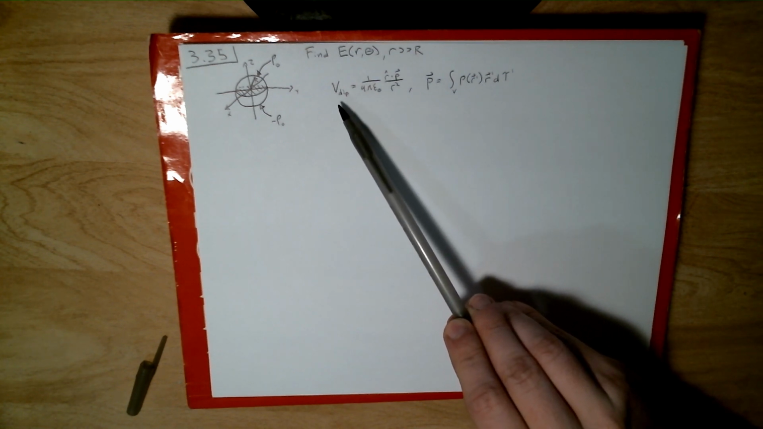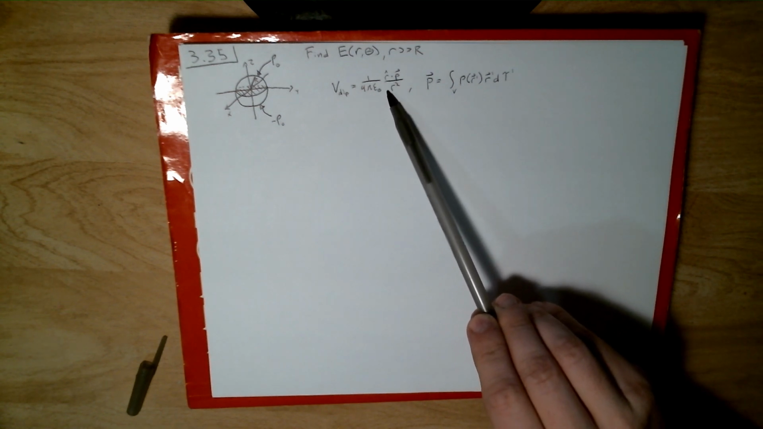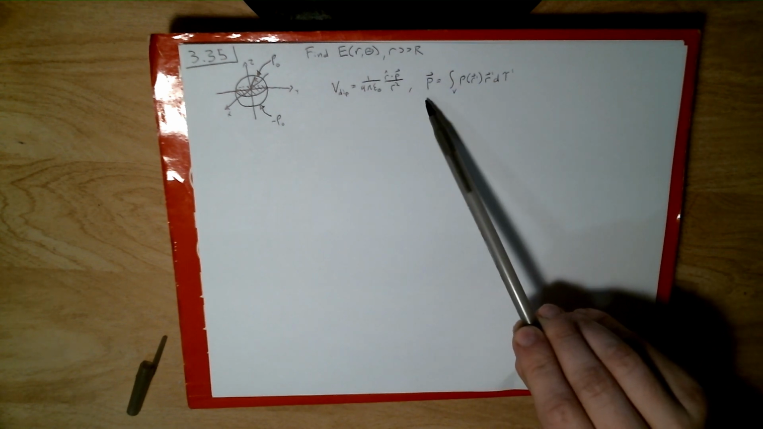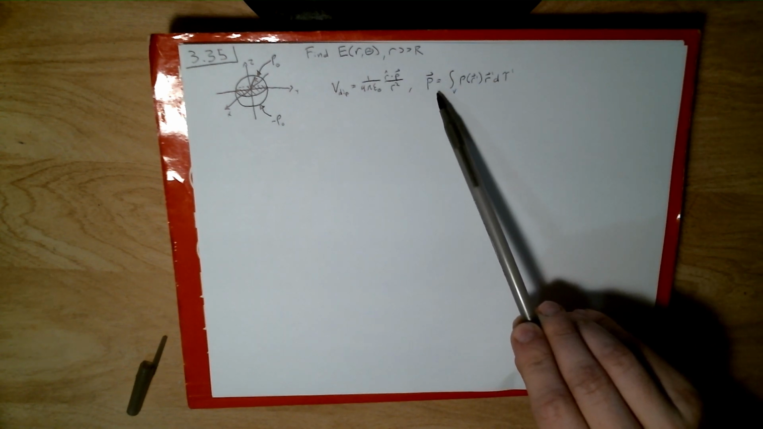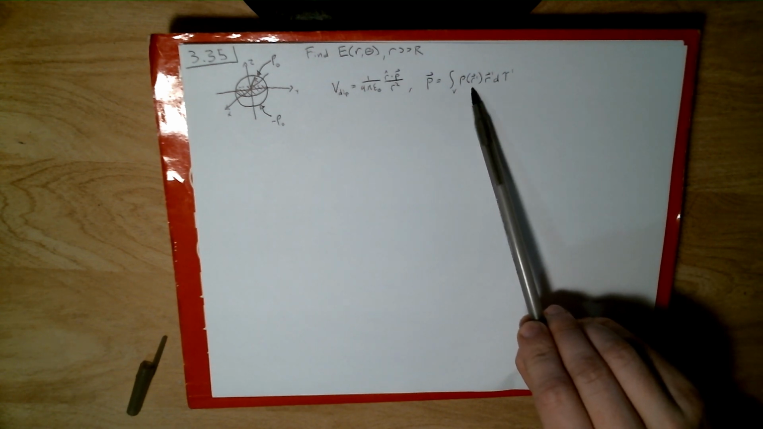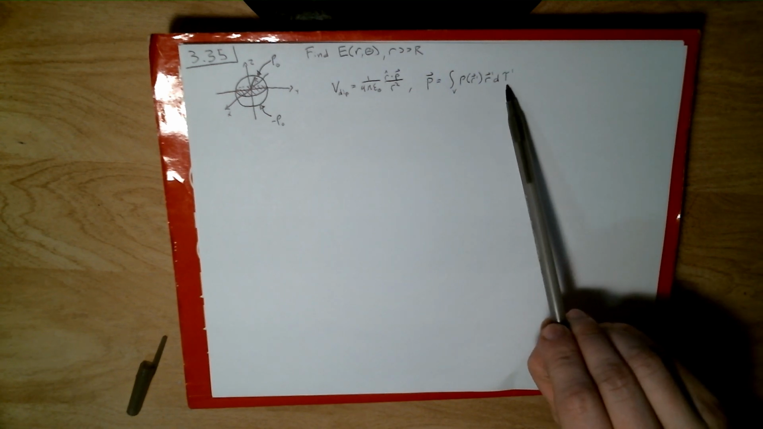So we have our equation for the dipole potential, which is 1 over 4 pi epsilon naught, r hat dot our dipole moment over r squared, where the dipole moment of a charge distribution is given by the volume integral over our sphere of our charge density, our source vector, and our volume element.